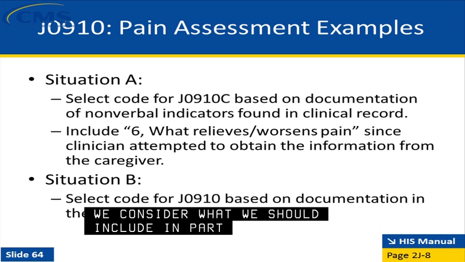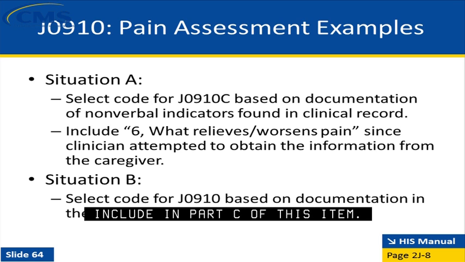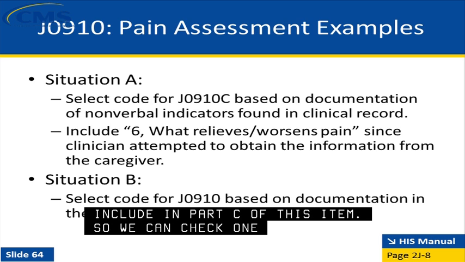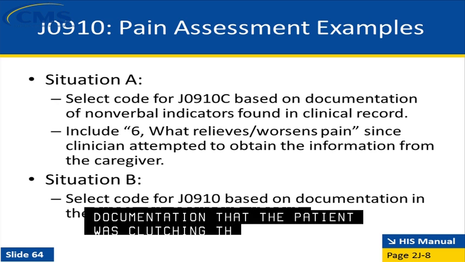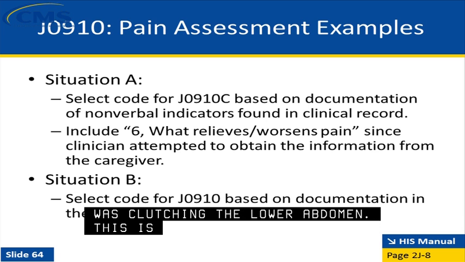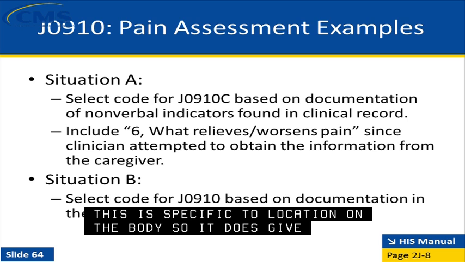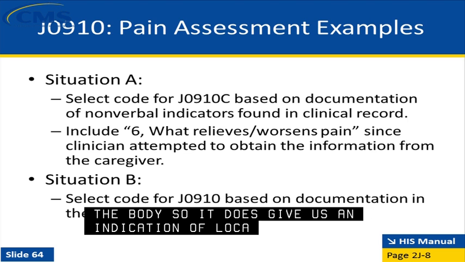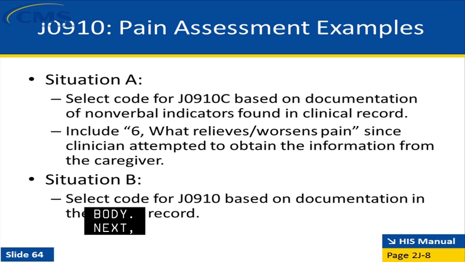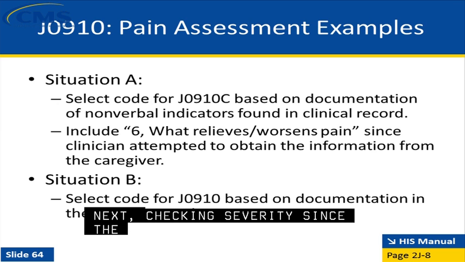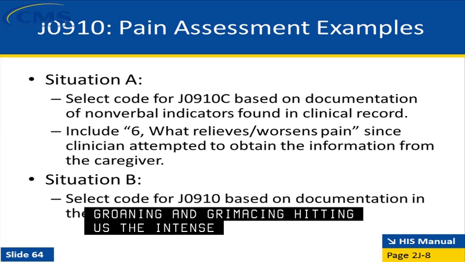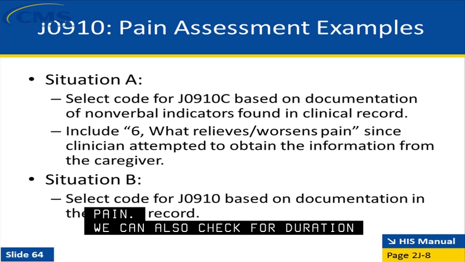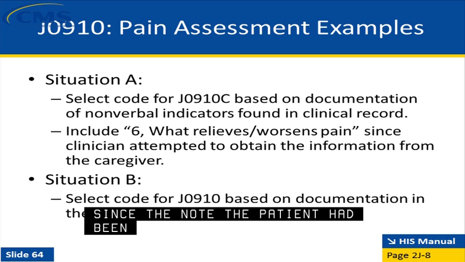So we can check one, location, based on clinical record documentation that the patient was clutching their lower abdomen. This is specific to a location on the body, so it does give us an indication about location. Next, we can check 2, severity, since the documentation stating that the patient was loudly moaning and grimacing gives us an indication of the intensity of the patient's pain. We can also check for duration, since the note that the patient had been moaning all morning tells us how long the patient had been exhibiting nonverbal signs of pain.